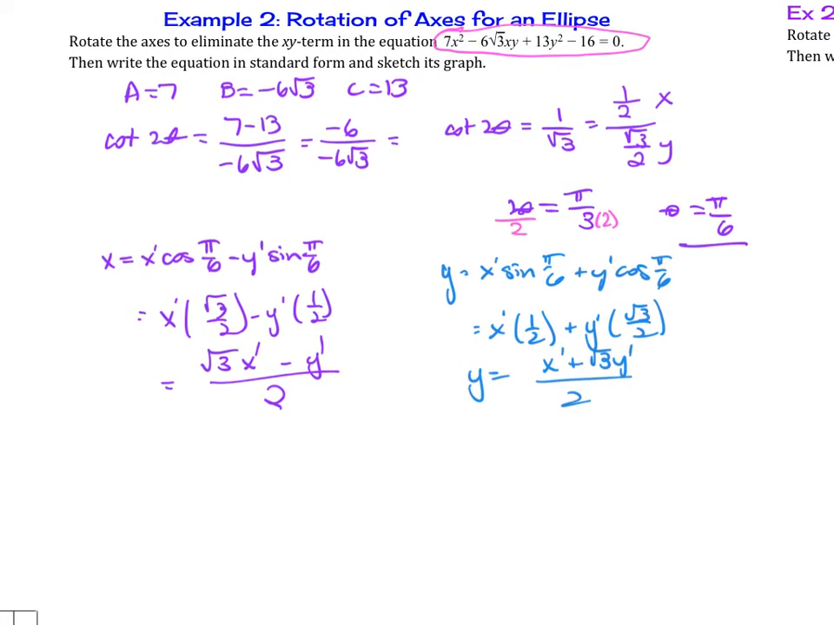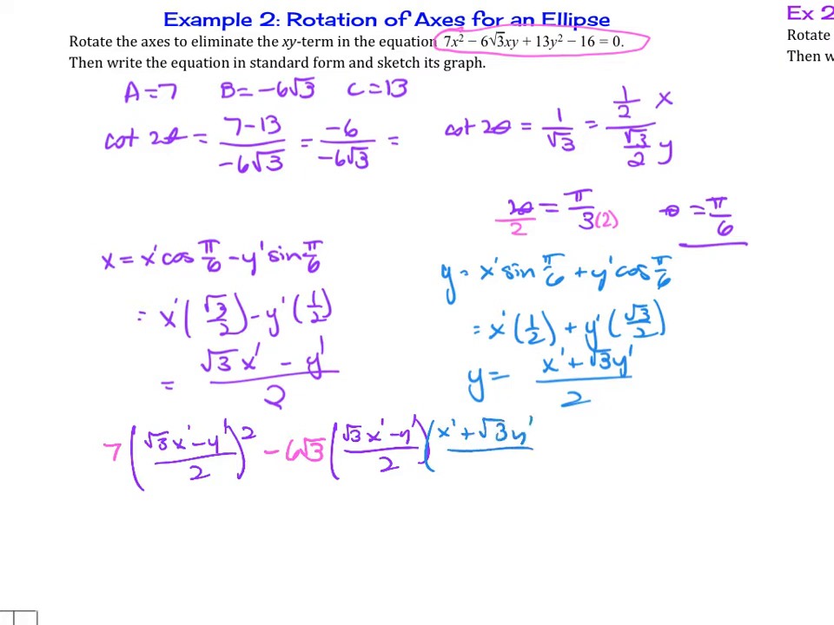And so yes, there is a lot of algebra involved. So this is 7 times x squared. So this is going to be square root of 3 x prime minus y prime over 2 squared. And then minus 6 root 3 times x, which is root 3 x prime minus y prime over 2, times y, which is x prime plus root 3 y prime over 2, and then plus 13 y squared, so that's x prime plus root 3 y prime over 2 squared, and then minus 16 equals 0.